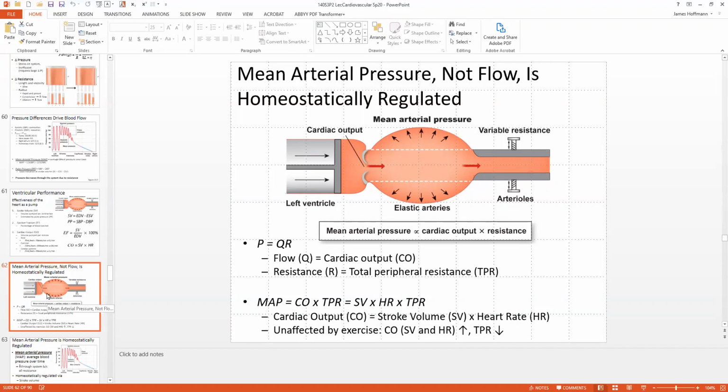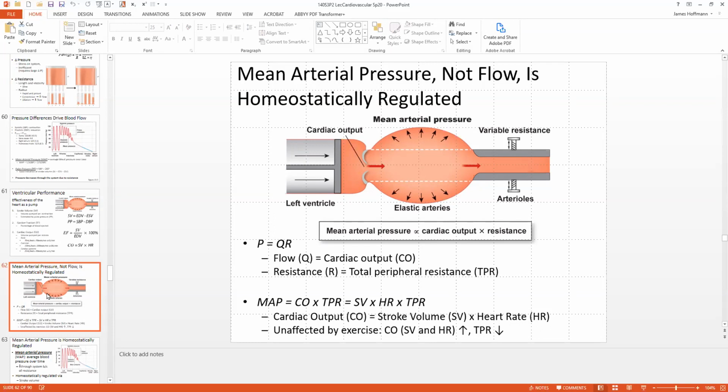Yes. It doesn't change much when you exercise. As a matter of fact, if you're medically doing a stress test on somebody and mean arterial pressure changes by more than 10 millimeters of mercury, you're supposed to stop the test because it's dangerous, whether it goes up or down. Okay. Right?